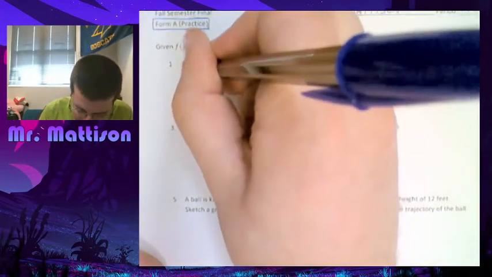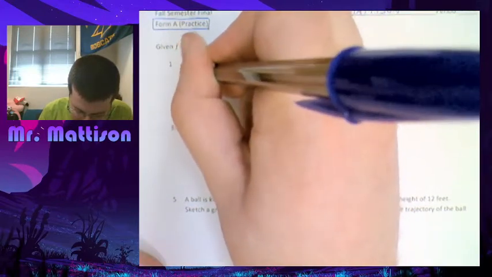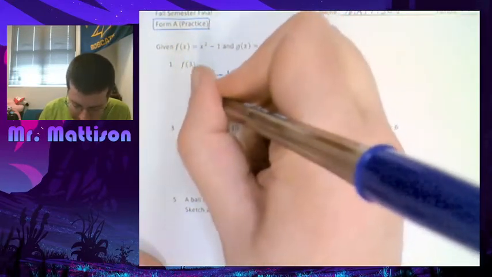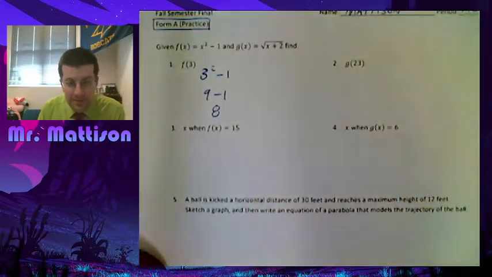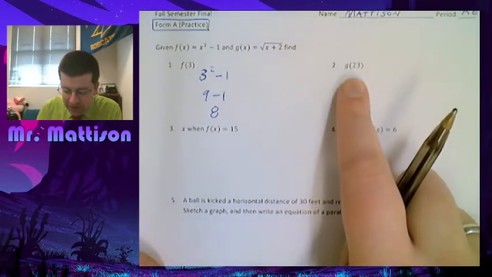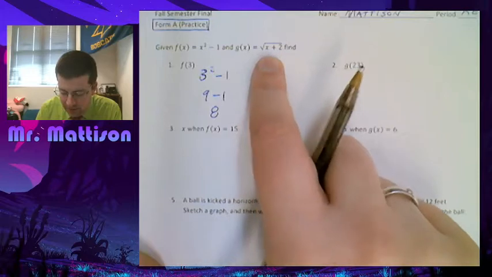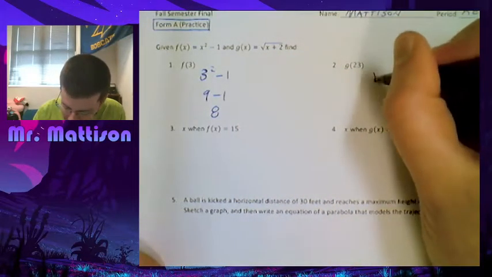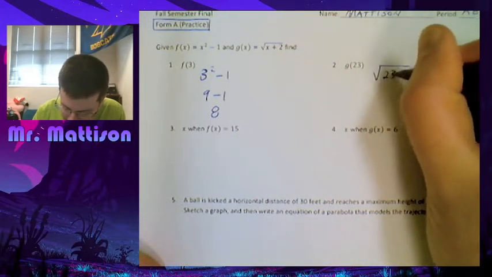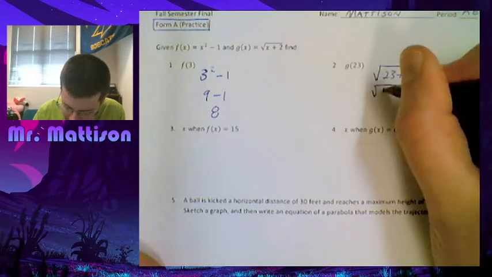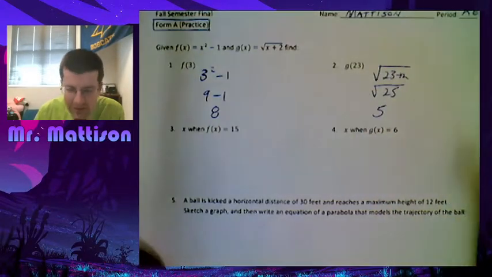So that would be 3 squared minus 1, which is going to be 9 minus 1, which is going to be an 8 for us there. Over here on g, we're going to be plugging in 23 for the x here. So it'll be giving us the square root of 23 plus 2, which is going to be square root of 25, which is going to be just a 5 for that one.